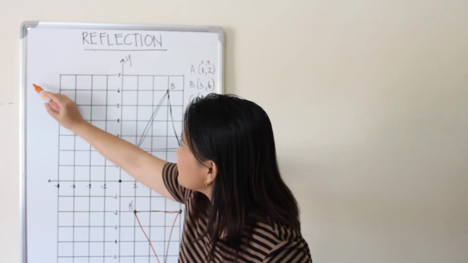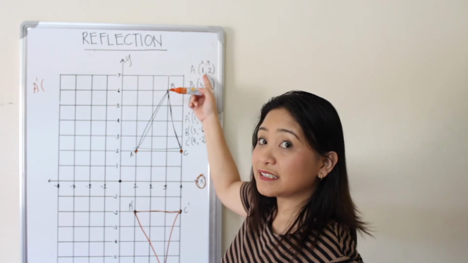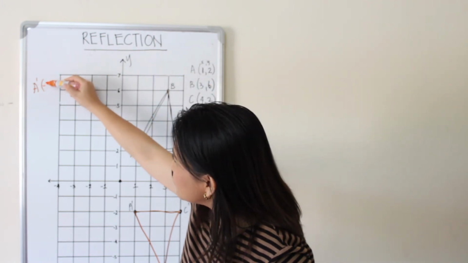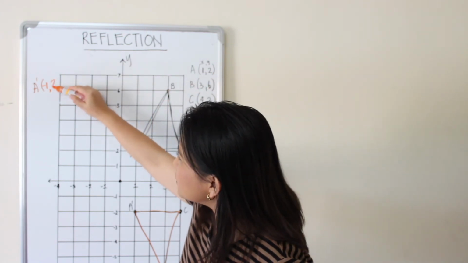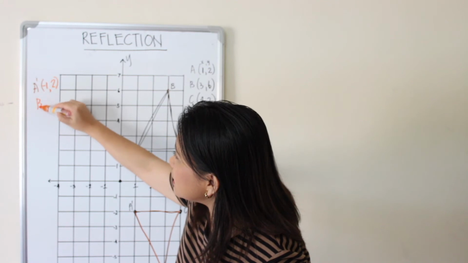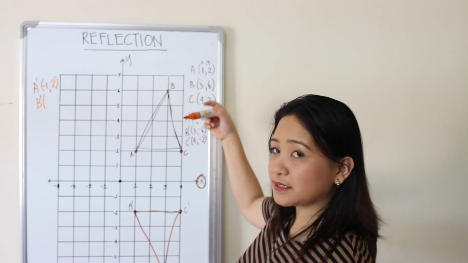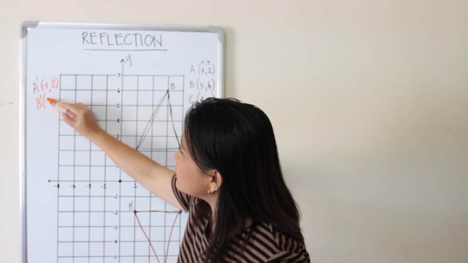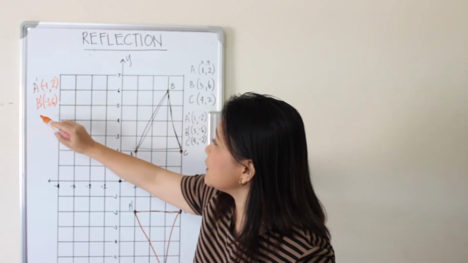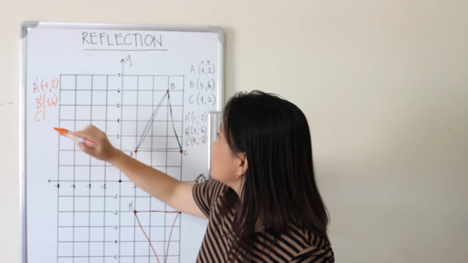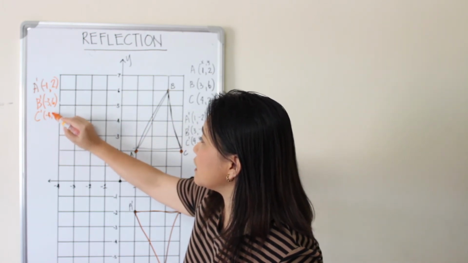So A dash would be, X becomes negative 1, and the Y stays the same, 2. What about the image of location B? B is 3 and 6, so it becomes negative 3 and we keep the 6. Letter C, image: that's 4 and 2, so this becomes negative 4 and 2.